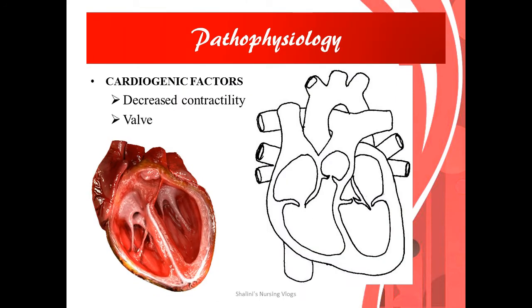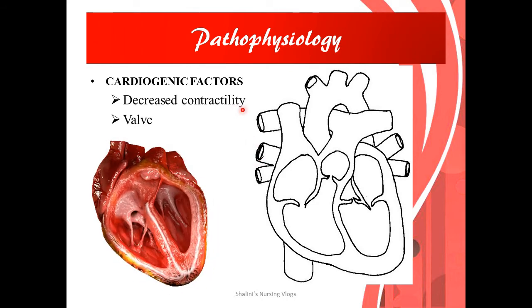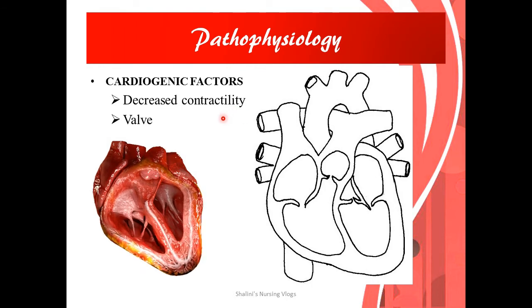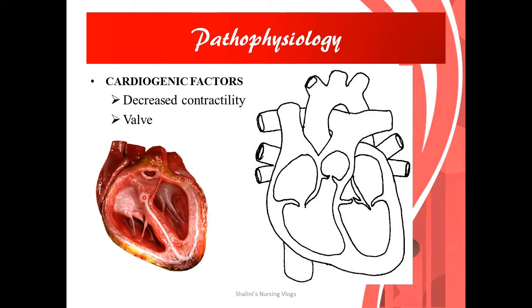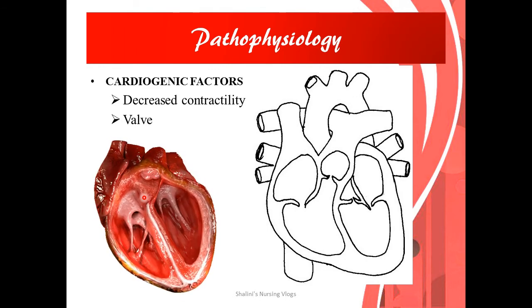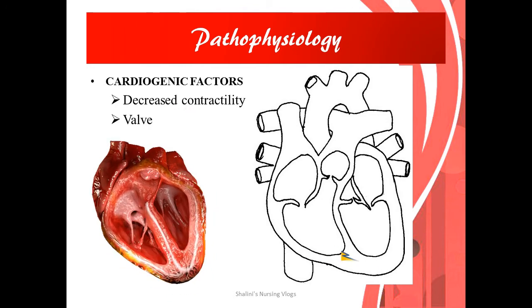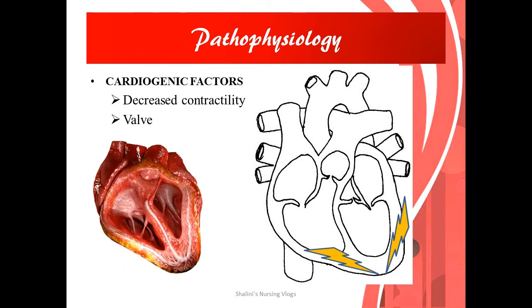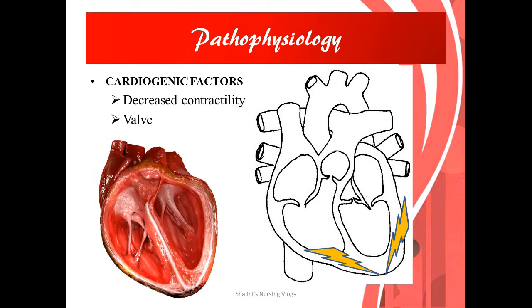What are the pathological changes that you see in a person who has cardiogenic shock? For example, I have listed two cardiogenic factors, that is decreased contractility and valvular diseases. If you look at this picture, you can see the force of contraction, which will enable adequate blood to be pumped out and supply the organs of the body. But in case of decreased contractility, what would happen? For example, in right or left ventricular failure, the force of contraction will decrease and this will limit the amount of blood that is ejected out, or it will decrease the cardiac output.